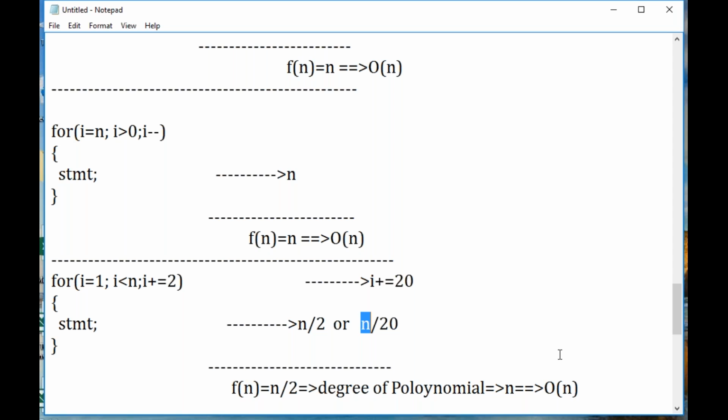Ma'am, what do the n by 2 value and n by 20 value indicate? What does order of n indicate? Here order of n is n times the loop. The time complexity for this is order of n. This is the notation which is mentioned. What it represents is how many times your loop executes.